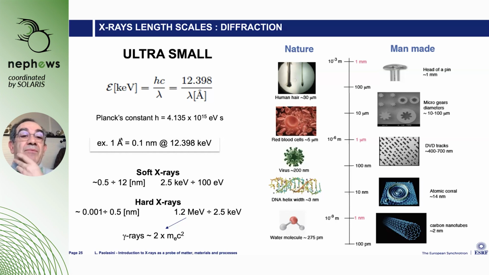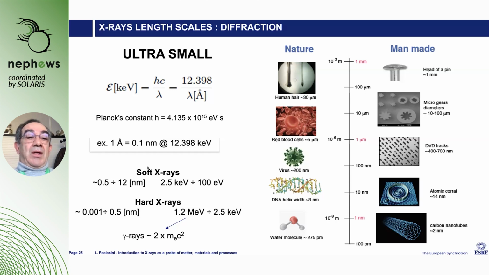There is a very important relation which relates 1 angstrom, so 10 to minus 10 meter, or if you prefer 0.1 nanometer, with the energy of the X-rays, which is equal to 12.398 kilo electron volt. So when we speak about X-rays of 12 kilo electron volt, these X-rays have a wavelength of about 1 angstrom. So there is a relation which relates the energy in kilo electron volt to the wavelength in angstrom.